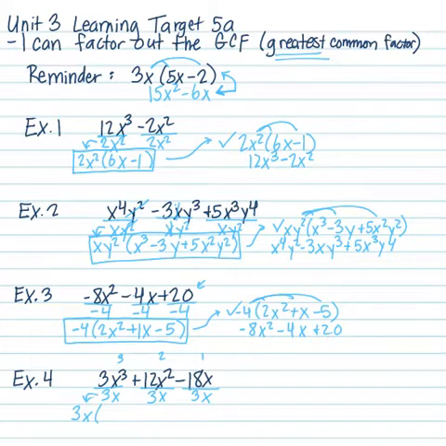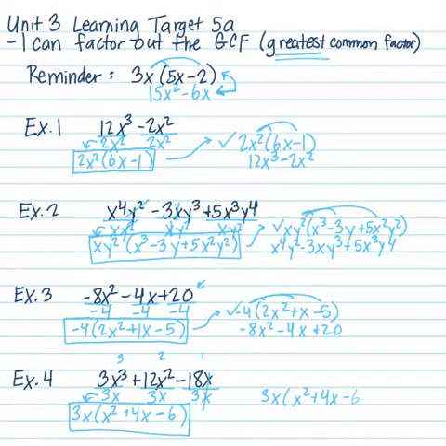3 divided by 3, that's 1. If we have x to the third and we take away an x, that's x squared. 12 divided by 3, 4. We had 2 x's, we took 1 away, so we just have 1 left. And the last piece, -18 divided by 3 is 6. We had an x, we took it away, so we don't have any left. Final answer, and we'll check ourselves just to make sure.